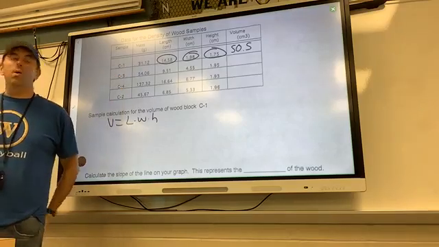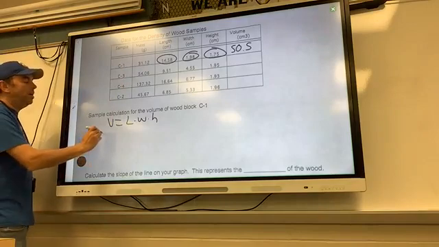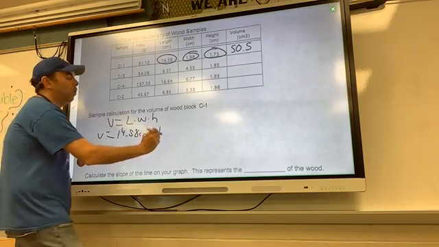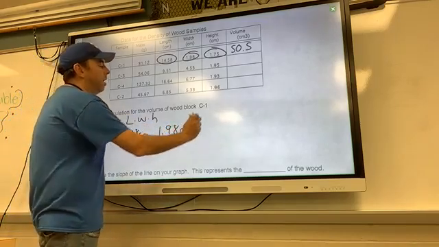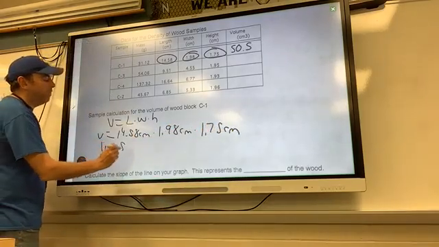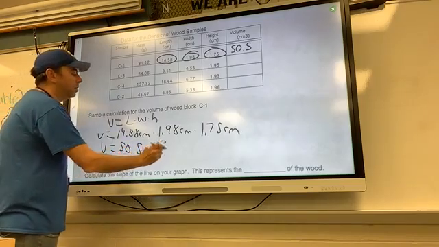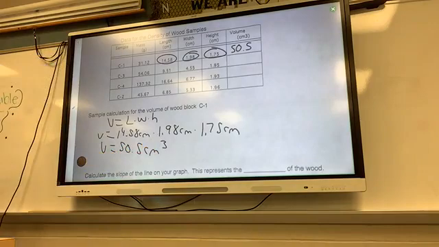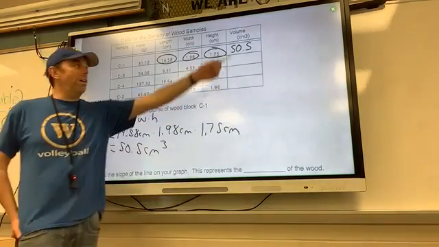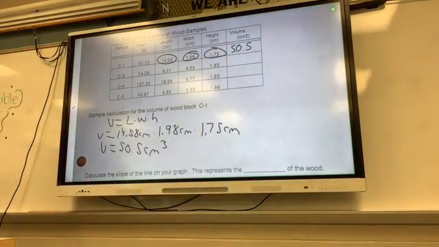Okay. So, to show my work for that block, I would say V equals 14.58 centimeters times 1.98 centimeters times 1.75 centimeters. So V equals 50.5 centimeters cubed. So whenever you do a sample calculation, you're just showing one example of a calculation. So now that you've proven to me you know how to do this, just calculate these last 3. No work needed. So calculate your last 3 on your own.